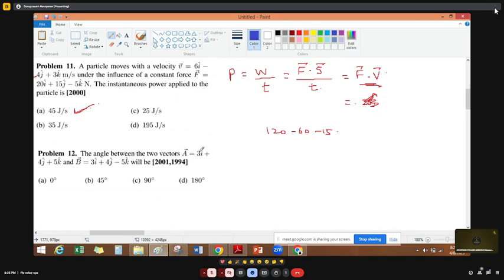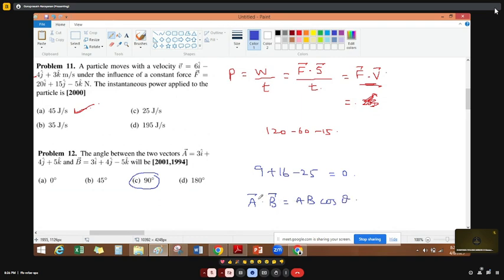Nobody knows this. I'll tell you the trick. If I do 3 into 3 I'll get 9, 4 into 4 it is 16, 5 into minus 5 I'll get minus 25, which is equal to 0. If I do 90, sir. 90, yeah. So always remember, whenever they give you something like this, you should remember that A dot B is equal to AB cos theta.